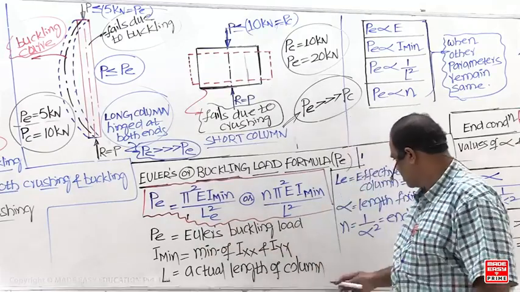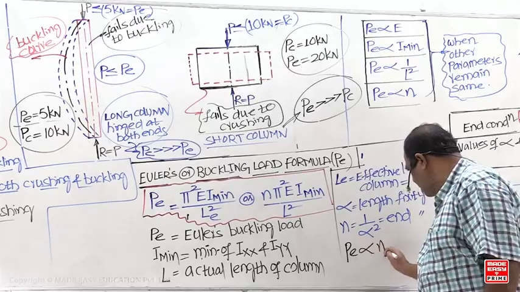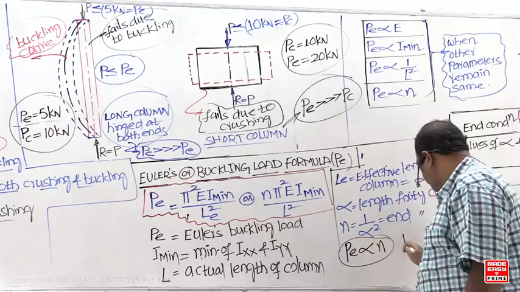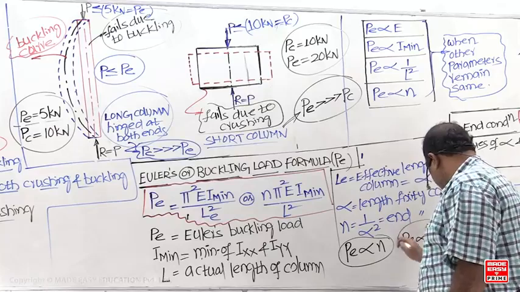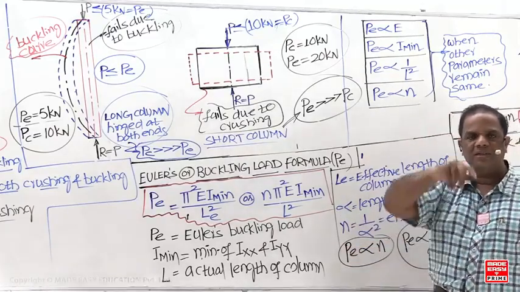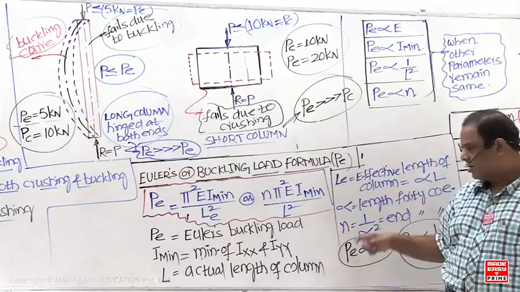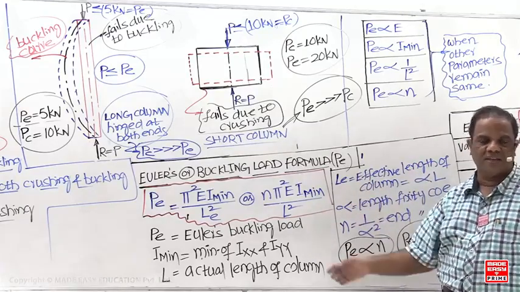But here, P is directly proportional to n. P is inversely proportional to alpha square. These values depend upon the end condition. How many end conditions are possible? Four. That I'm going to write down. That has to be remembered now. Both ends fixed, both ends hinged, fixed and hinged, and fixed and free.